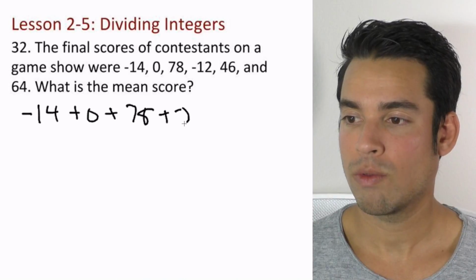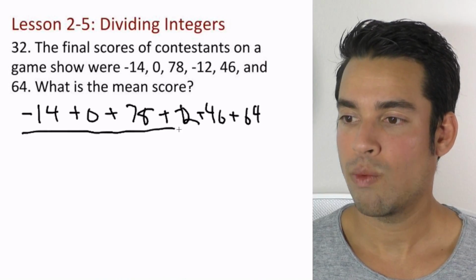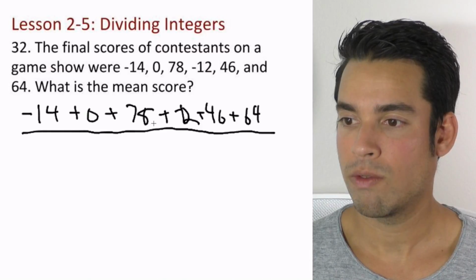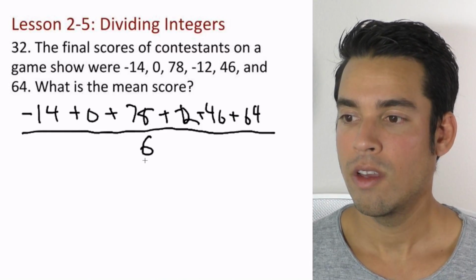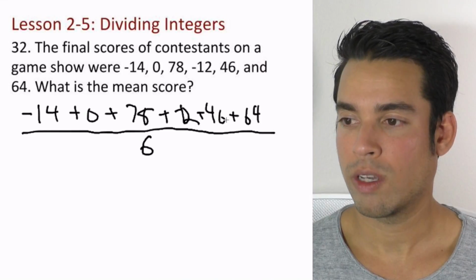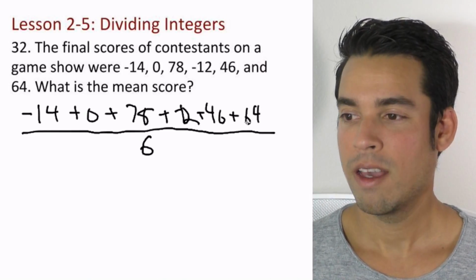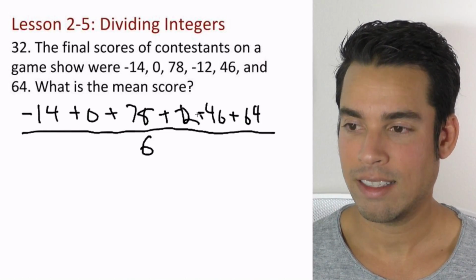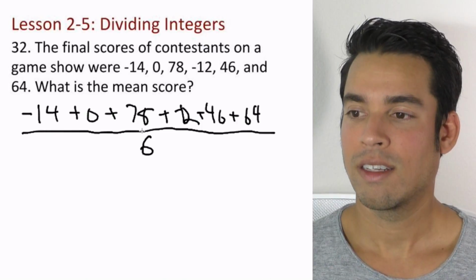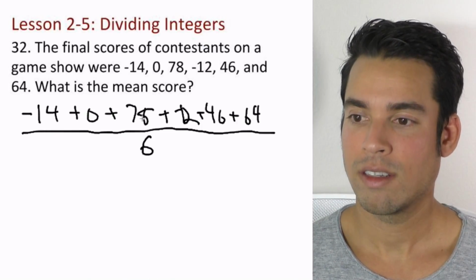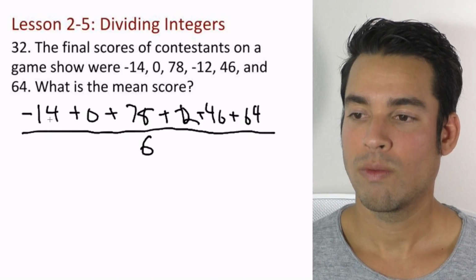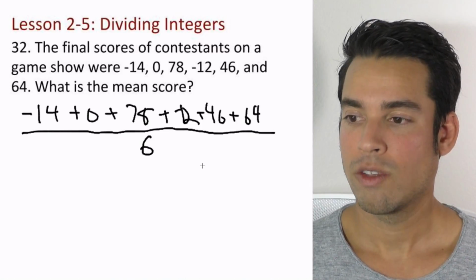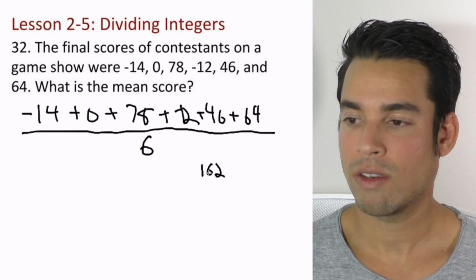78 plus negative 12 plus 46 plus 64. And divided by what? How many scores are there? 1, 2, 3, 4, 5, 6. So how do we divide this? How do we kind of do this quickly? Of course, I like to do it mentally. So 64 plus 46, that's 110. Minus 12 is 98. Plus 78 is 176, minus 14, 162. So we end up having 162.